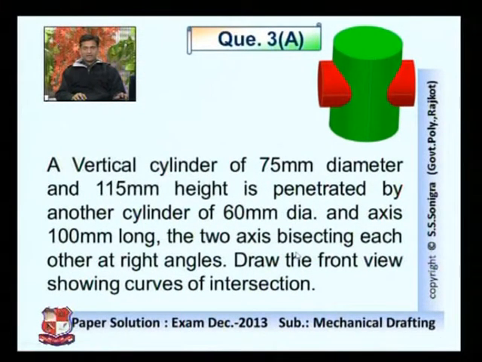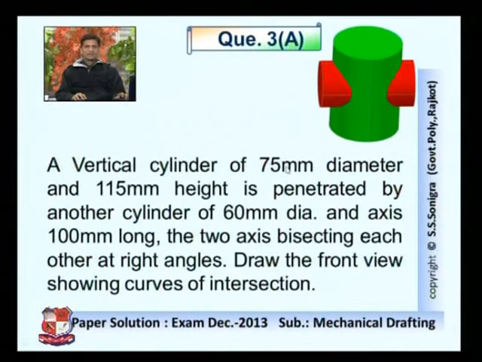Then question number 3A. A vertical cylinder of diameter 75 mm and 115 mm height is penetrated by another cylinder of 60 mm diameter and 100 mm axis long.